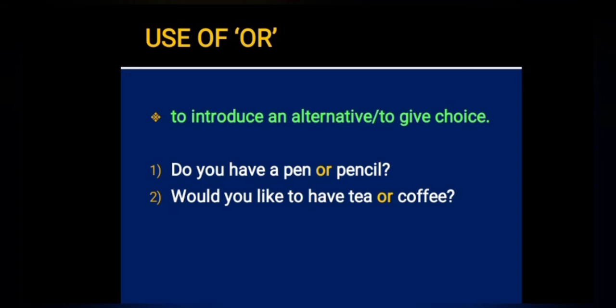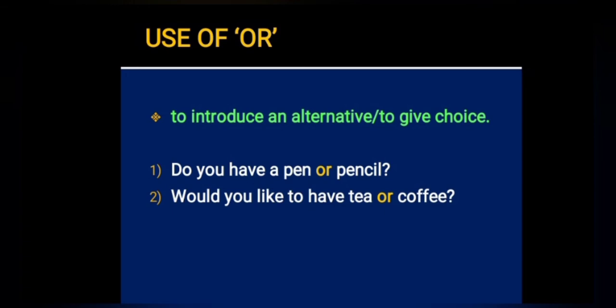Choice of a pen or a pencil. Would you like to have tea or coffee? What would you like to have? You have a choice here. Would you like to have tea or would you like to have the coffee? So you have an alternative here, or you have a choice here.